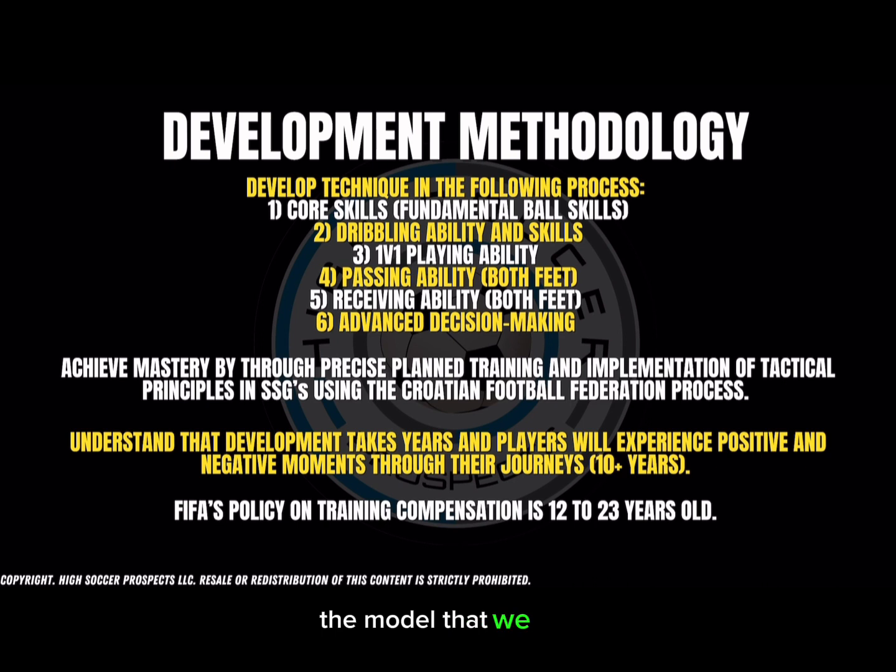And this is the model that we use with core skill, dribbling, 1v1 playing ability, passing ability, receiving ability. And this is all with both feet, by the way, as close to 50-50 as possible. And then obviously you can start hitting on the advanced components with decision making. So what that means, though, just because I'm sure somebody will ask, what does advanced decision making mean? Well, in order to make a decision, you have to have the tools to do so. So that's what the first 5 steps are.